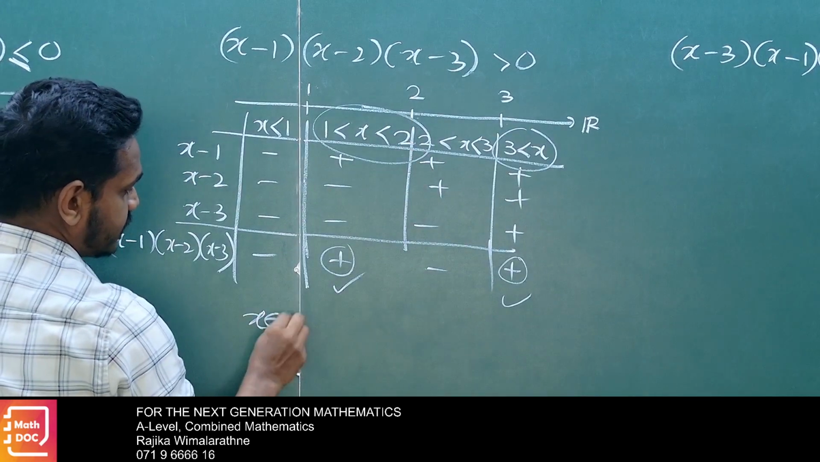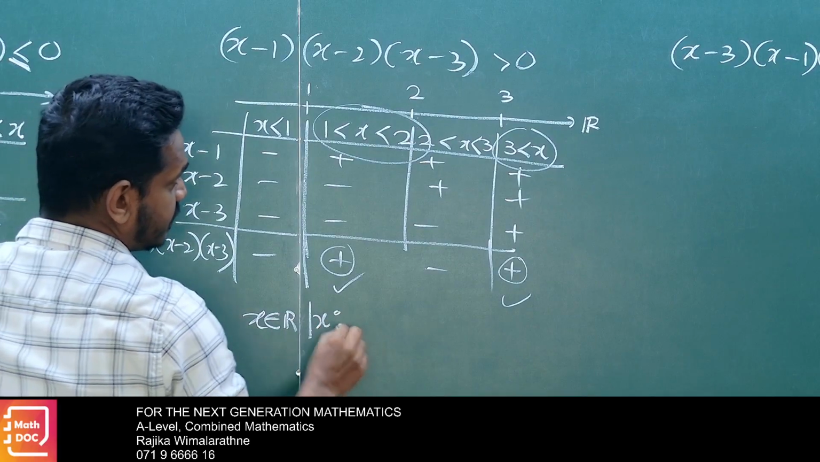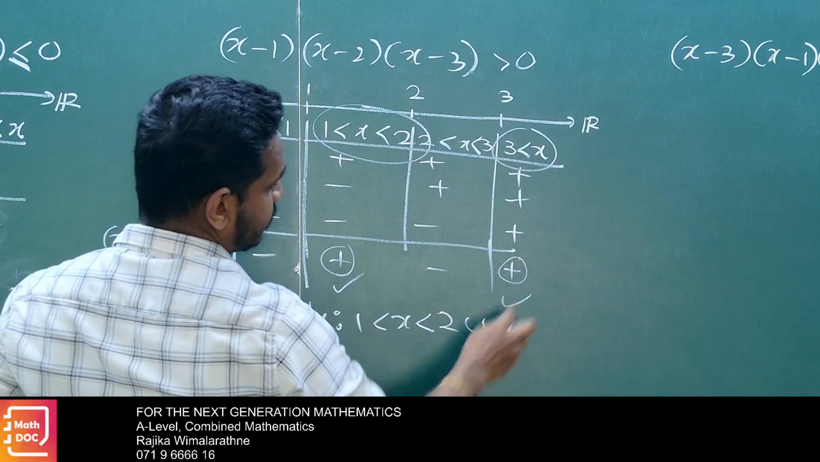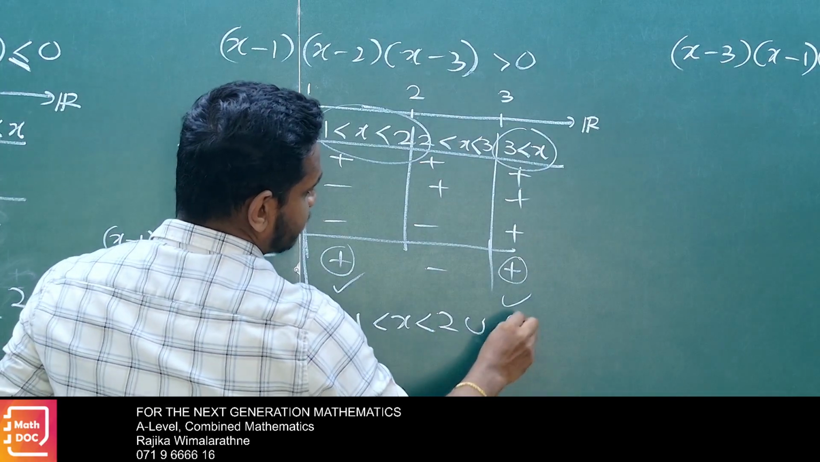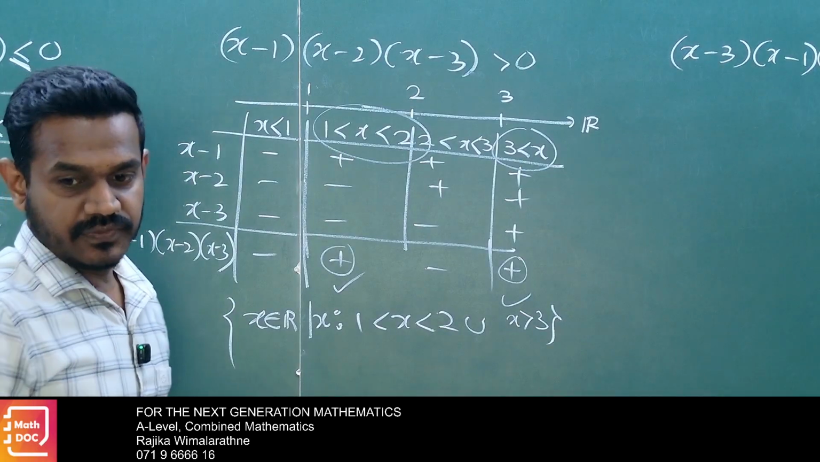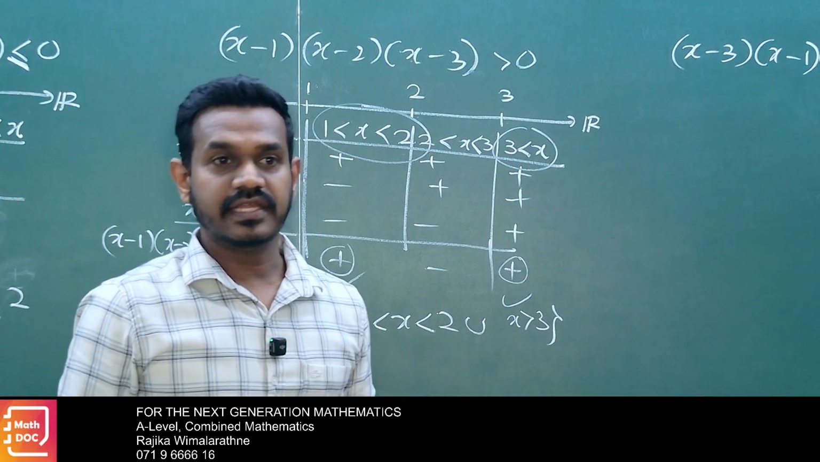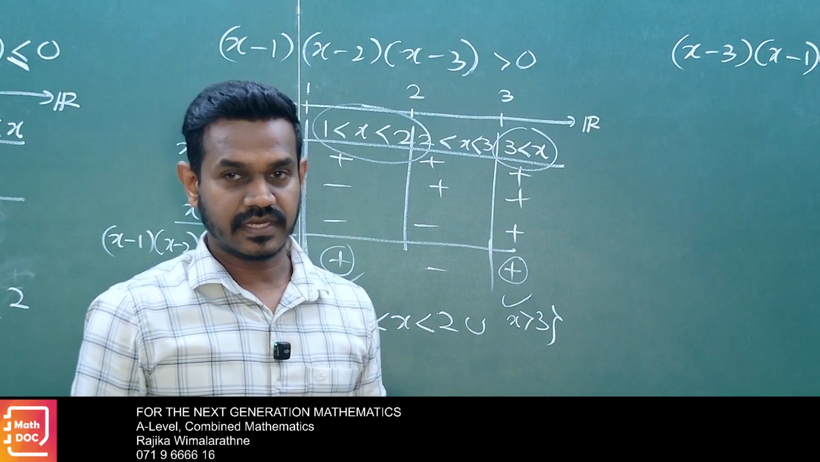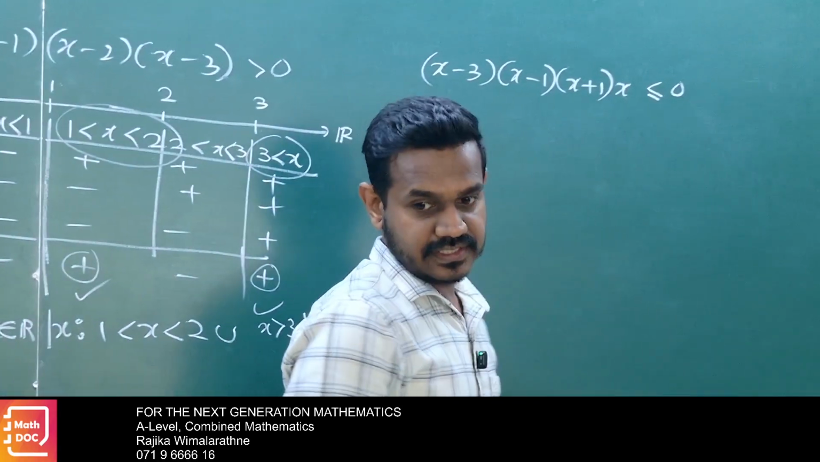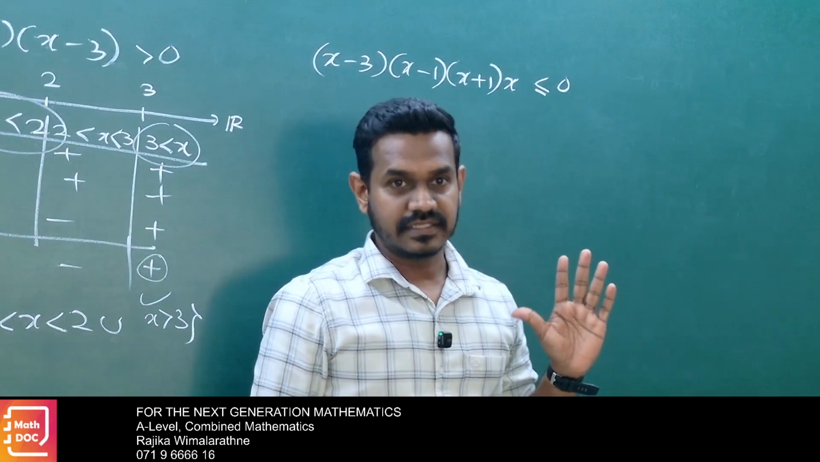Then the final answer: x is an element of the real set, x such that x is in between 1 to 2, union, we have 2 separate regions, then you put union, x value greater than 3. Okay. So you had better get a table when you are evaluating inequalities from now onwards. Then for 4 factors, you can extend that thing.